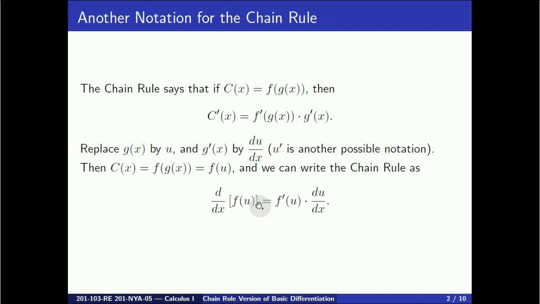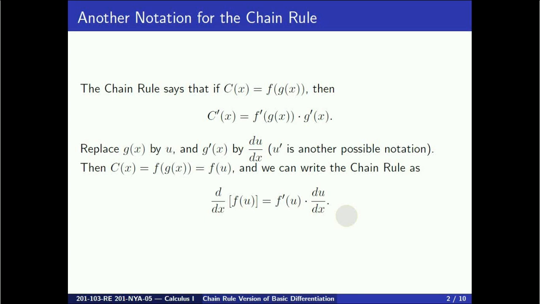We need to keep in mind that u simply replaces any function of x. So f of u is a function of x itself, and it does make sense to compute its derivative with respect to the variable x. Now f prime of g of x times g prime of x simply becomes f prime of u times du dx, and that's the right-hand side of the chain rule. Overall, the chain rule says that the derivative of f of u with respect to x is f prime of u times du dx. This might seem hard to understand at first, but applying this version is quite simple.